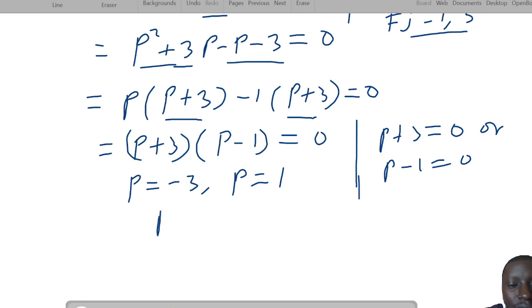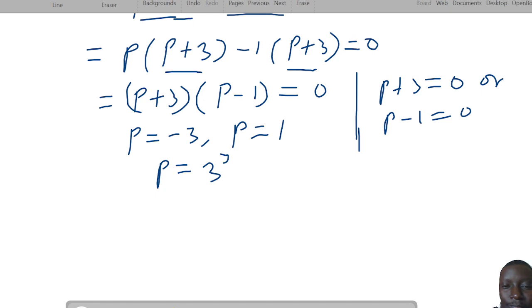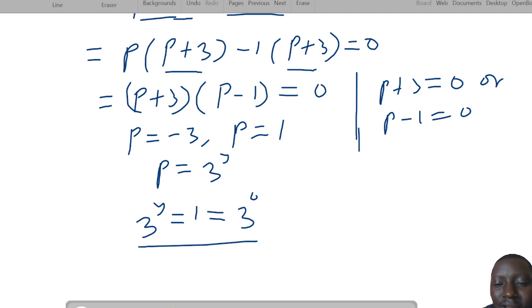But what was our p? Our p, we were told, was equal to 3 to the power of y. And what was the question asking us? The question required that we find the value of y by the end of it all. So good. That implies that we should be able to now say that 3 power y is equal to 1. But we know that 1 again is the same as 3 power 0. So from here, it implies that the value of y is equal to 0.